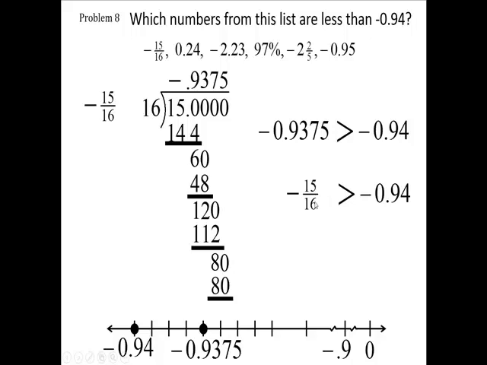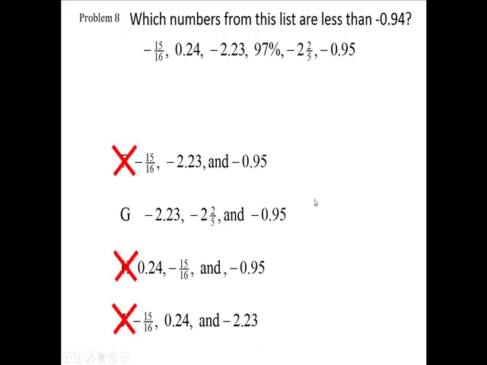So we're saying this is bigger than this. Okay? This is larger. So you wouldn't say that this is less than this. You would say this is larger than this. So that's going to eliminate this answer right here. This number is not less than this number. It's larger. So we're going to pick answer G, okay?